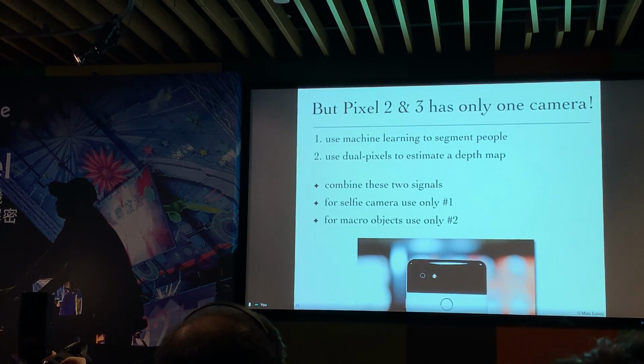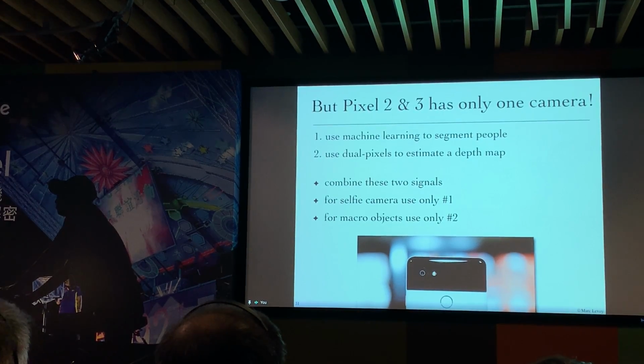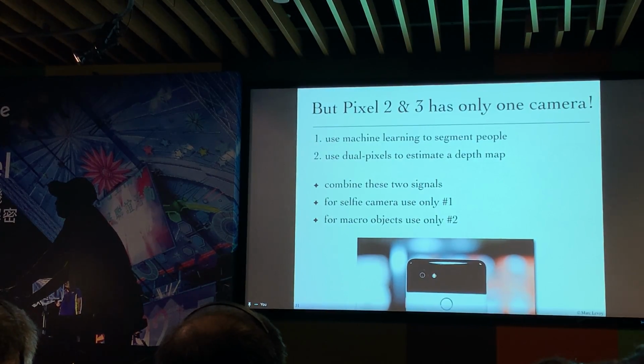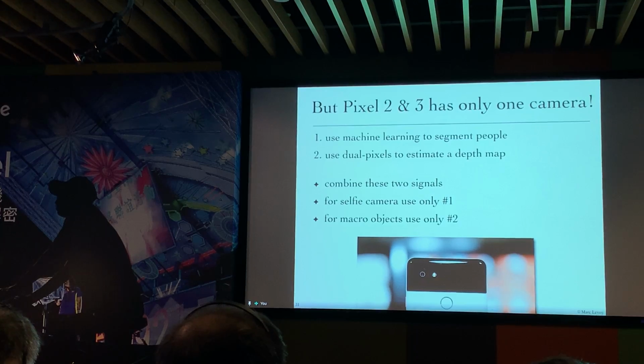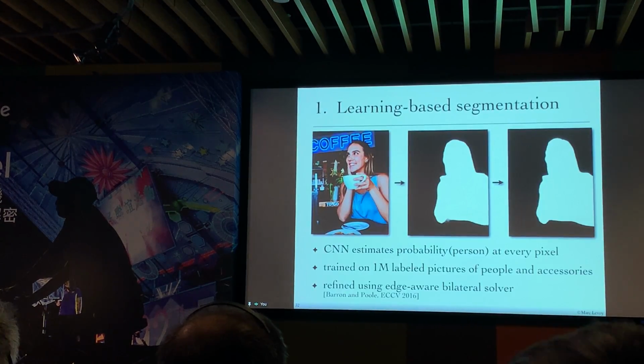Okay, the problem with Pixel phones is that they have only one camera. So how do we do that with only one camera instead of two? We use two technologies. We use machine learning to segment out the people, and we also use what is called dual pixels, which I will explain in a moment, to produce an approximate depth map. We combine the two signals. The selfie camera has no dual pixels, but we can still use segmentation. And for macro objects, I want to take a picture of this object. It's not a person, so we don't use segmentation. We can instead use just the dual pixels.